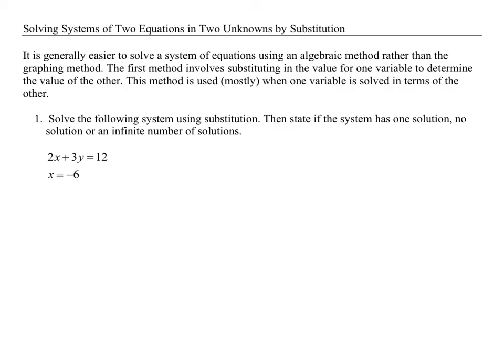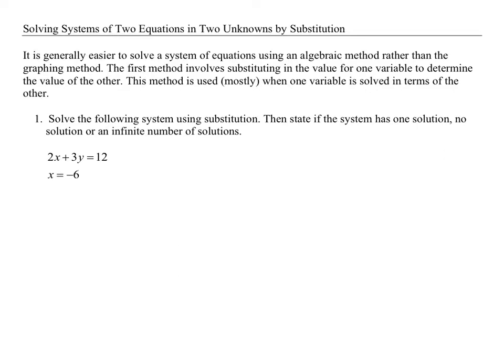This lesson is on solving systems of two equations and two unknowns by substitution. You can always graph lines and figure out where they meet, but sometimes they might meet at 100.5, 72.9. So we need some algebraic ways to help us solve these systems.